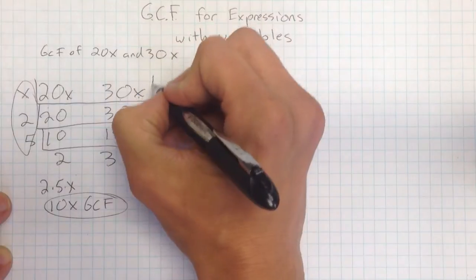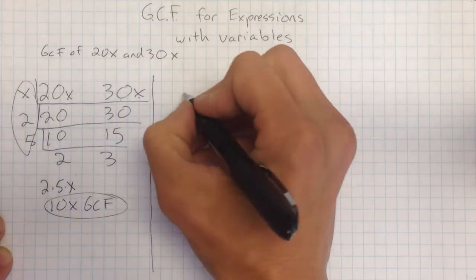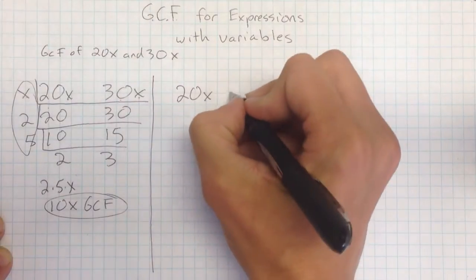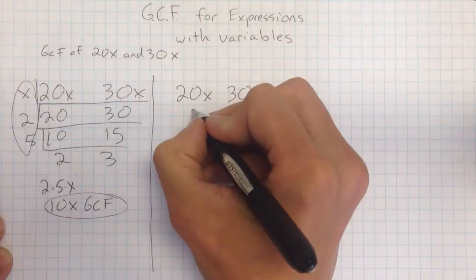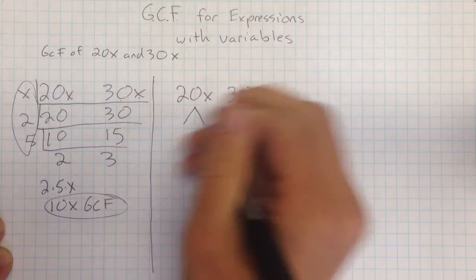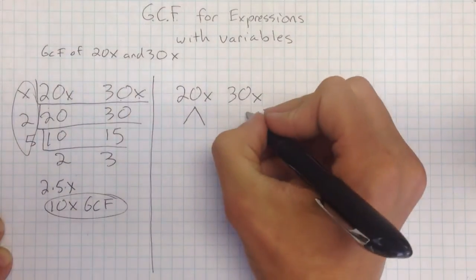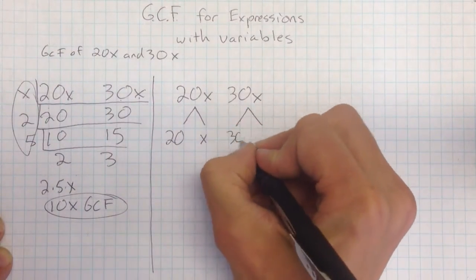So I'm just going to draw a little line right here. Now with prime factorization, we're going to list both of our things. We have 20x and 30x, and we're going to split those up. Usually when we split them up, we split up the number, but we're going to split the variables apart from the number for both of these. So I'm going to write this as 20 and x and 30 and x.